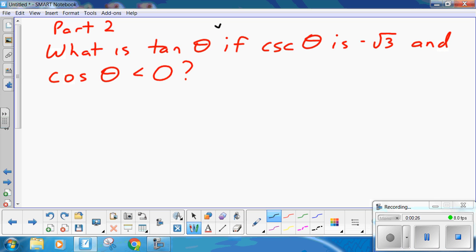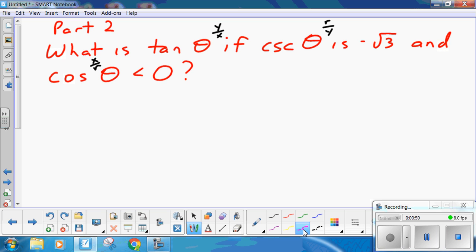Tan of theta is y over x. Cosecant of theta is y over r. And cos is x over r. No, wait, sorry. R over y, sorry. I'm supposed to know all this, if you don't stop and think about it for a moment. Now, a lot of information in here.